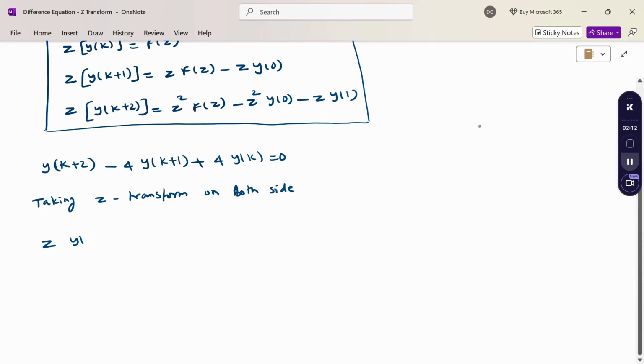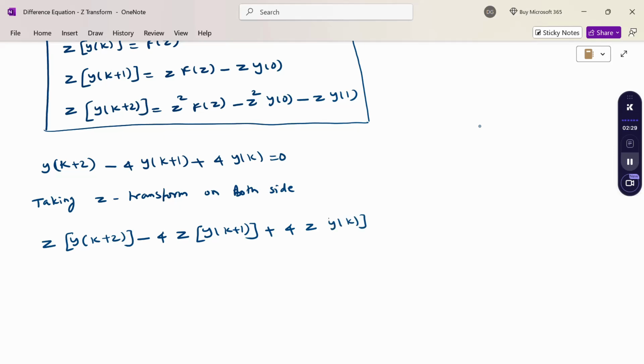Now when I'm taking Z transform: Z of y of k plus 2, minus 4 into Z of y of k plus 1, plus 4 Z of y of k. So what is the first step? Given problem, taking Z transform on both sides. Now substitute the difference equation values.